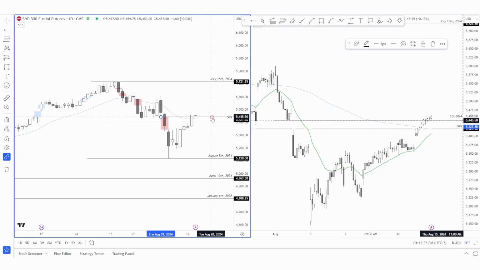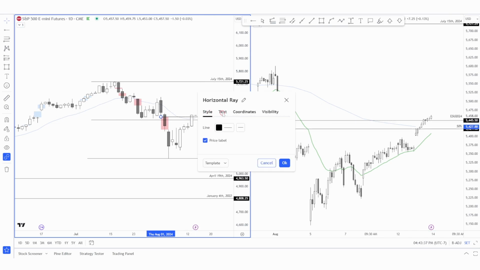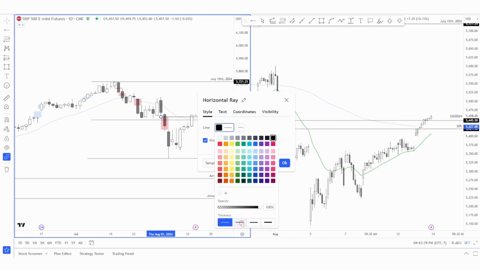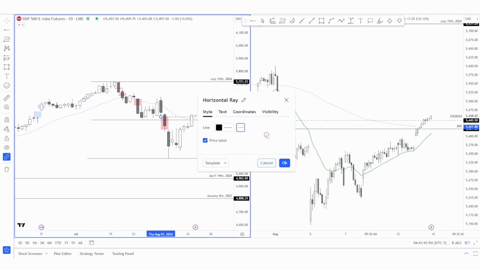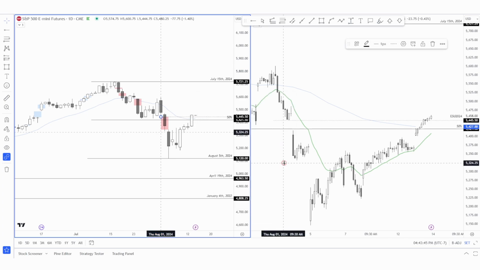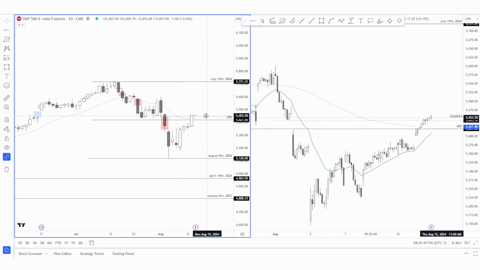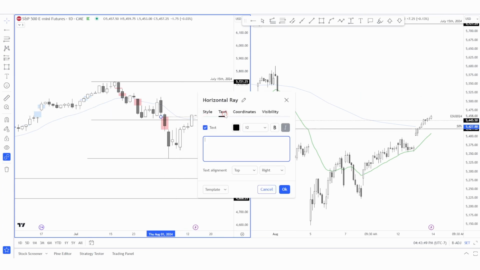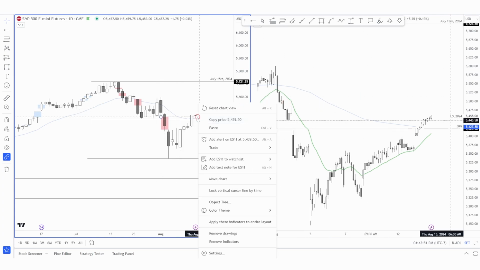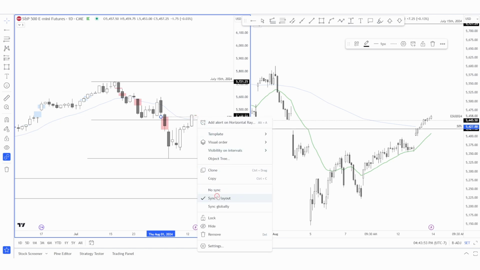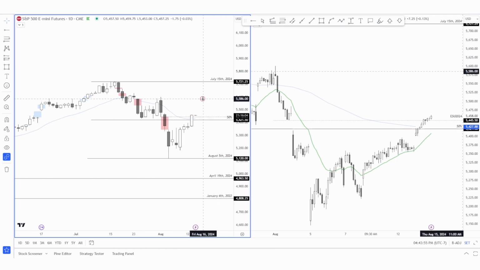If we get two closes above this gap, I'm just gonna make it very light. I'm just gonna leave that like that. But I only want it on this chart. How did I do that? Something like this. Okay. So if we get two closes above that gap, that's good for the bulls.